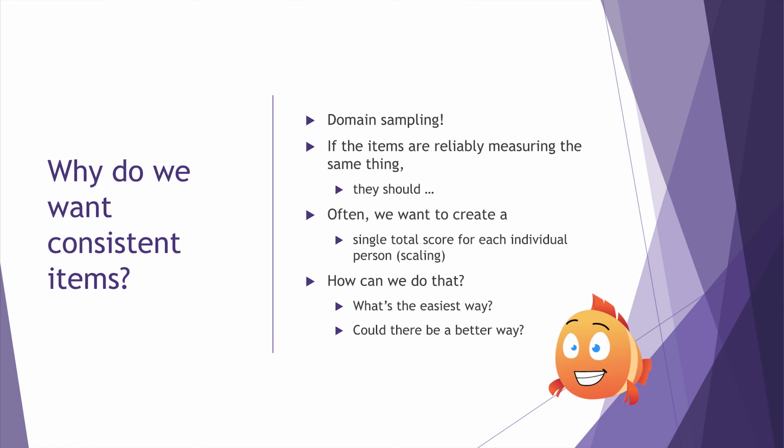So, why do we want consistent items? Domain sampling theory says that they should be. So if the items are reliably measuring the same thing, then they should all be related to each other, because we often want to create a single total score for each individual person. So this is scaling. Now, how do we do that? What's the easiest way? Could there be a better way?